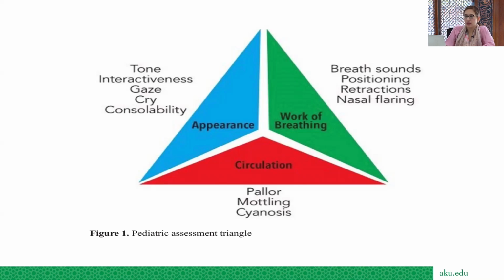So the appearance, you can actually look at the tone, the gaze, the cry, whether the child is consolable or inconsolable, and eventually coming to the question of does the child look sick. You're talking about the work of breathing. We're looking at the breath sounds, if the positioning helps to make it better, nasal flaring and retractions. And circulation, looking at pallor, mottling, and cyanosis. So this would be an initial screen and should suffice to let you know whether this child needs an escalated level of care.